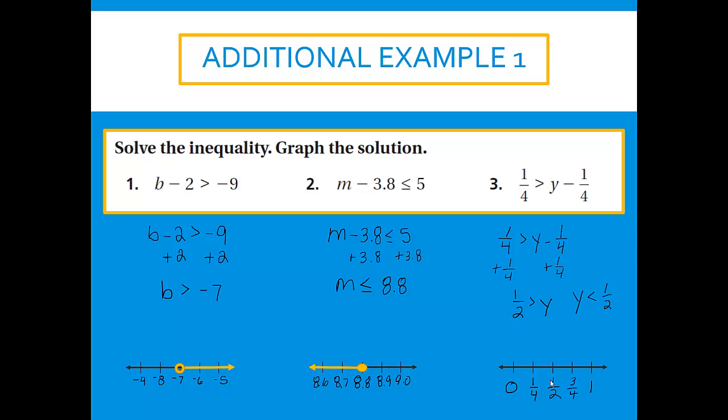So now I'm going to graph my inequality. My symbol is less than, so I will have an open circle at 1/2. And then I need to decide which direction to shade. If I plug in 1/4, I have 1/4 is less than 1/2, which is a true statement. If I try 3/4, 3/4 is not less than 1/2. So I will shade to the left.